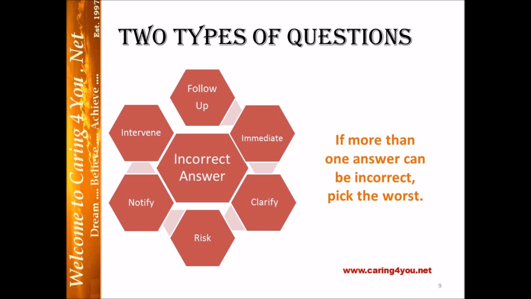So we know we're looking for an incorrect answer when we see the words follow up, immediate, clarify, risk, notify, and intervene. Now often, ladies and gentlemen, we can narrow it down to 2 correct answers, right? Or 2 incorrect answers that will be correct.